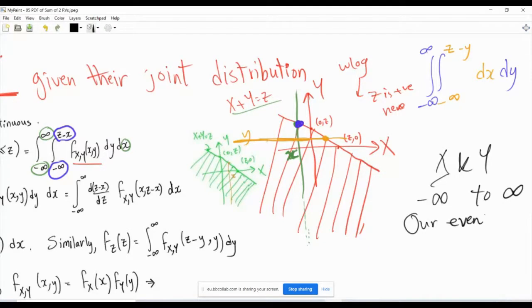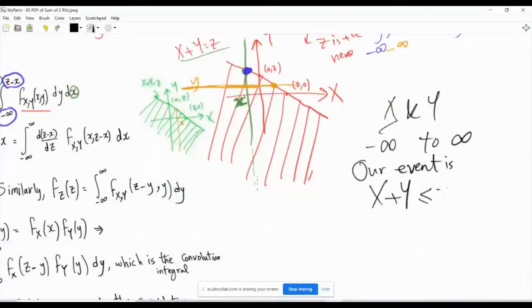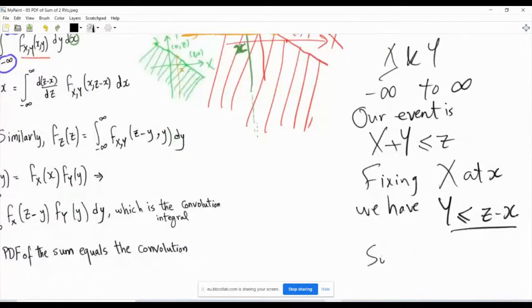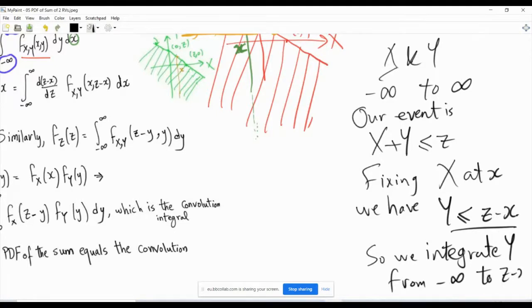Our event is X plus Y less than or equal to small z. Fixing X at small x, we have big Y less than or equal to z minus small x. So we integrate big Y from minus infinity to small z minus x. Okay, so here is a story without any drawing, using the definition of the event itself.